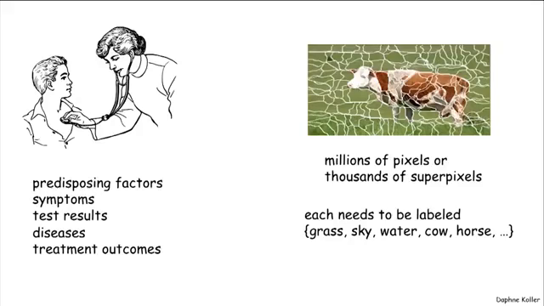What do these two problems have in common? First, they have a very large number of variables that we have to reason about. In the context of the doctor, it's all these predisposing factors, test results, possible diseases, and so on. And in the context of image segmentation, it's the labels for these different pixels or these larger regions called superpixels. The second thing that these applications have in common is that fundamentally there is going to be significant uncertainty about the right answer, no matter how clever the algorithms that we design.